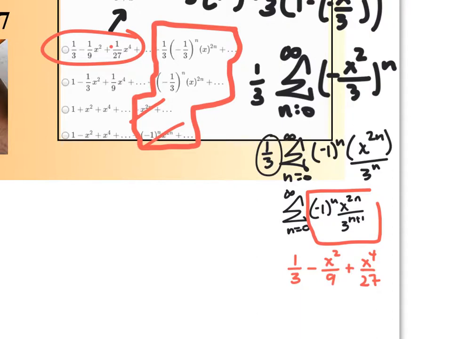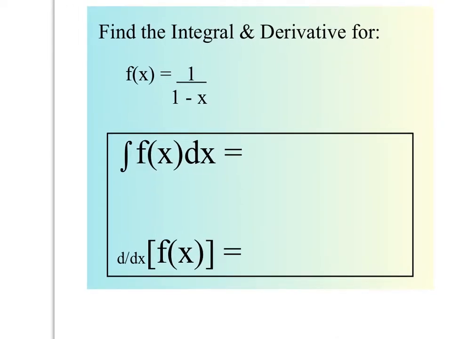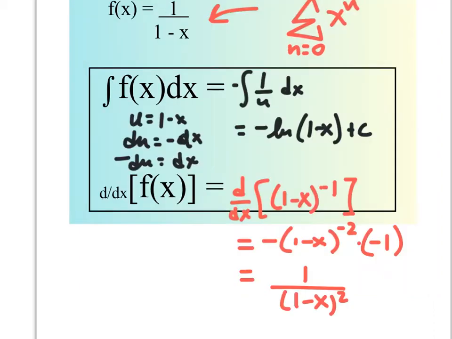Alright, let's move on. We're going to work with derivatives and integrals of power series. I want you to find the integral and derivative for f of x equals 1 over x. The reason we want to do that is we want to recognize a couple different situations where we're going to be able to utilize derivatives and integrals in order to manipulate and then take the derivative or integral of the power series that comes from that. I'm going to pause the video, I'll come back with the derivative and integral.